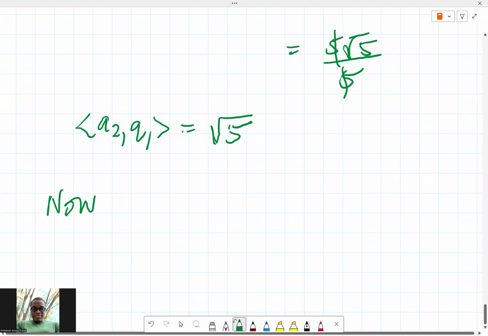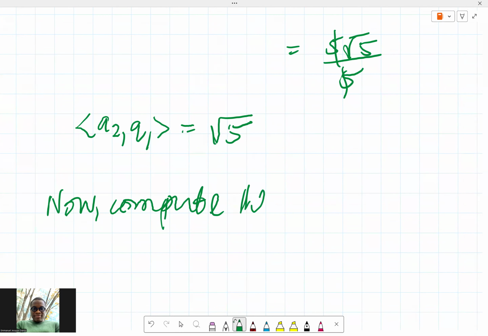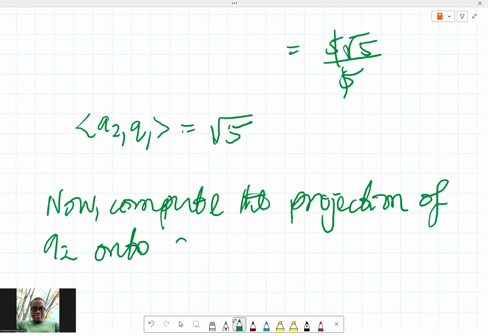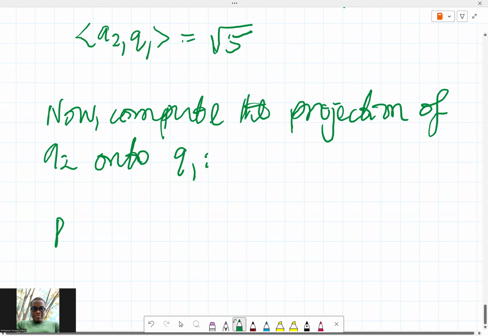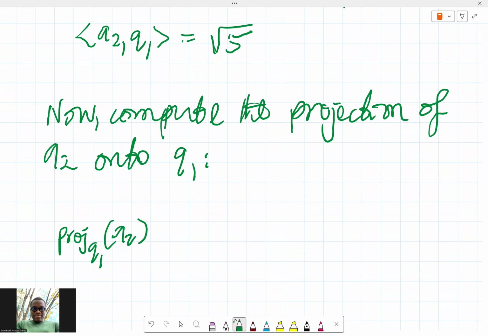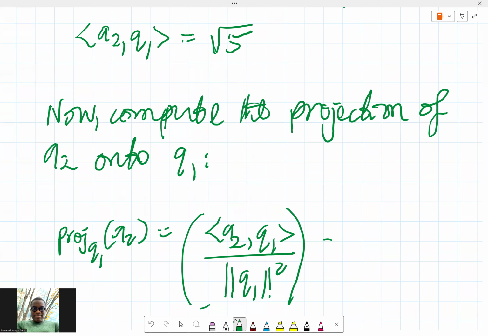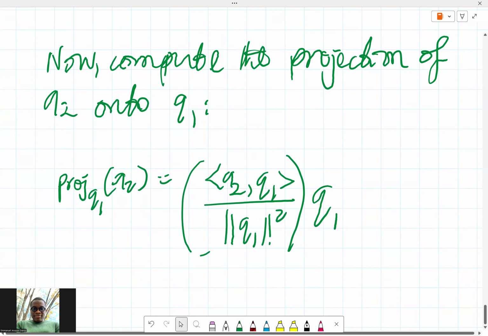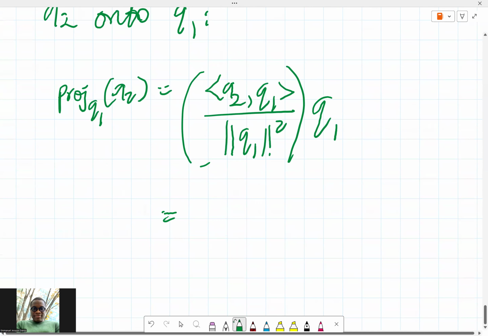So that is taken. After doing that, we now compute the projection of A2 onto Q1. In that case, we have the projection of A2 onto Q1, which simply means we have the inner product A2 comma Q1, divided by the square of the norm of Q1, all of that multiplied by Q1 itself. Of course, A2 comma Q1 we already know to be root 5, so this would be root 5 up there.